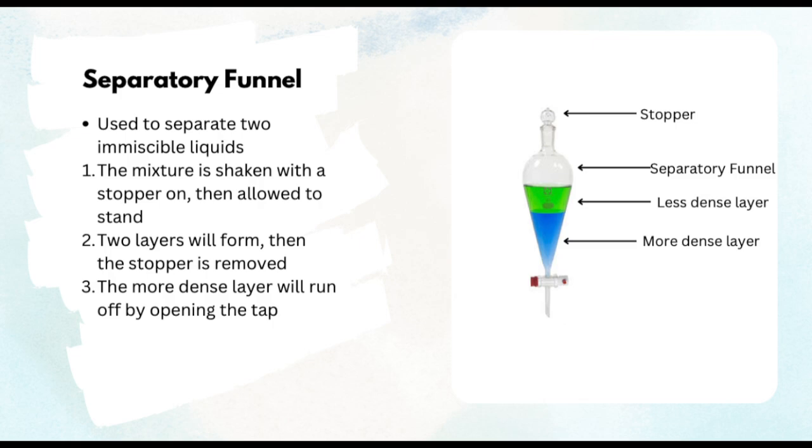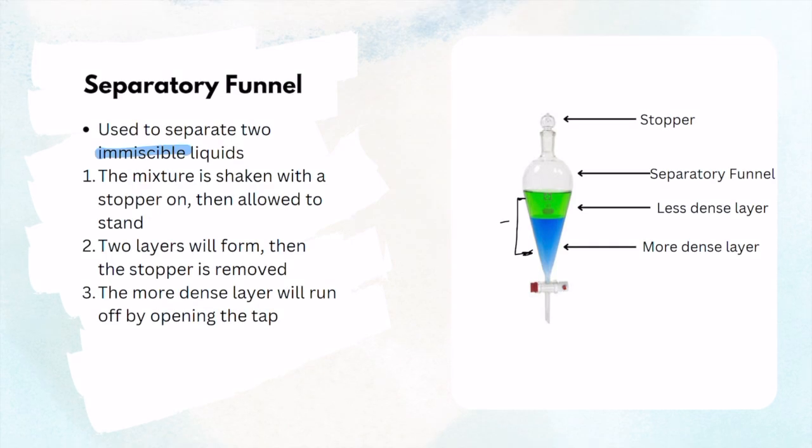Here is a common apparatus that we use for a lot of these separation techniques. The first is the separatory funnel. It's used to separate two immiscible liquids. What do we mean by immiscible? It means that they do not mix. We can see here there are two clear layers, and from this we can tell that they are immiscible. If you think about it the opposite way, miscible liquids are two liquids that are able to mix with each other to form a homogeneous substance.